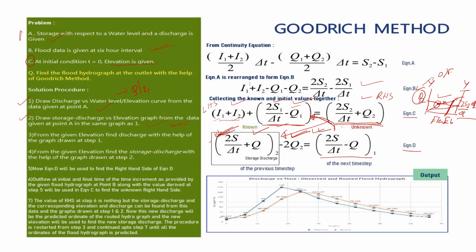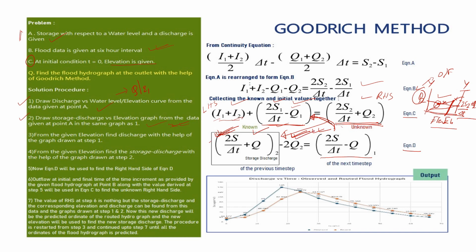So if I drop a perpendicular from 2S by del t plus Q onto the x-axis, then it will give a corresponding elevation. And if I drop another perpendicular from that elevation to the discharge curve, it will give the new discharge for that new elevation. And now it starts to increment. So that new discharge will be this Q2.